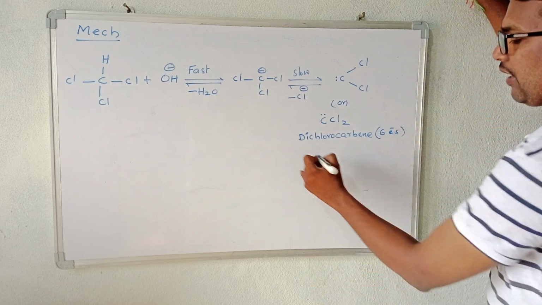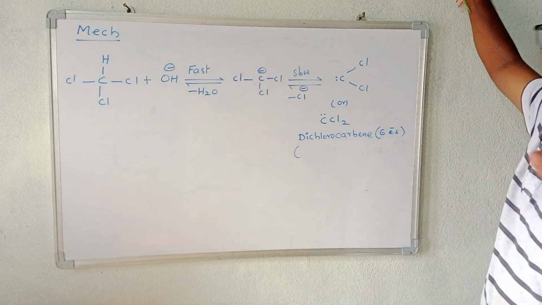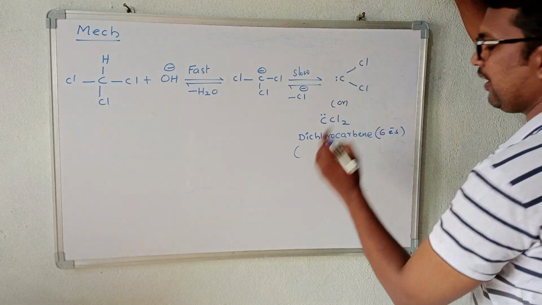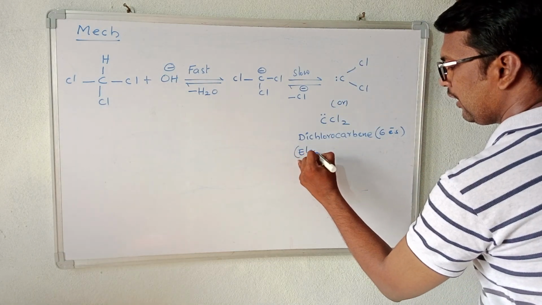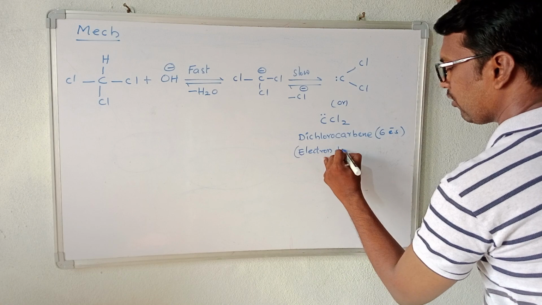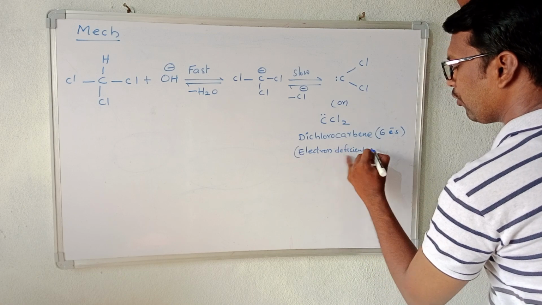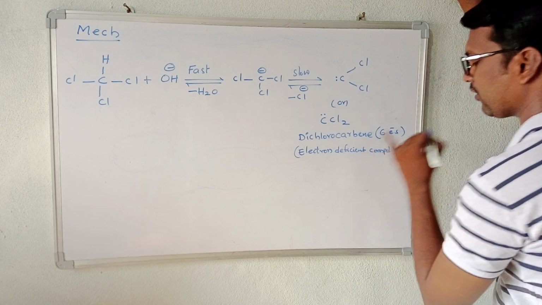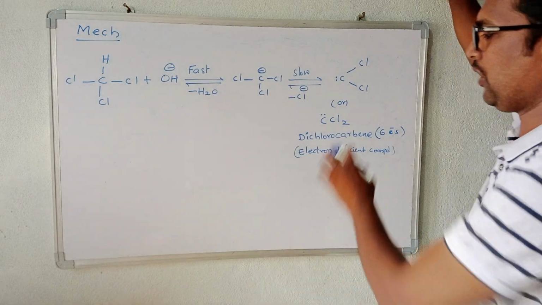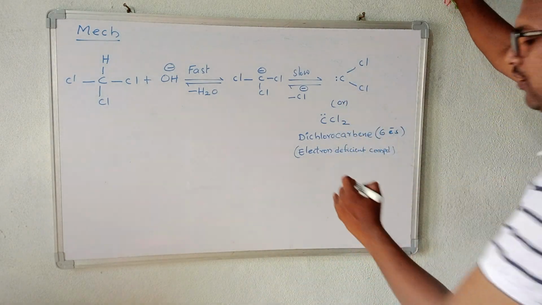That means it does not have an octet configuration. Octet means the presence of 8 electrons, but here 8 electrons are not present. That's why it acts as an electron deficient compound. Electron deficient compound means one which does not have 8 electrons. Here only 6 electrons are present. That's why it is an electron deficient compound.